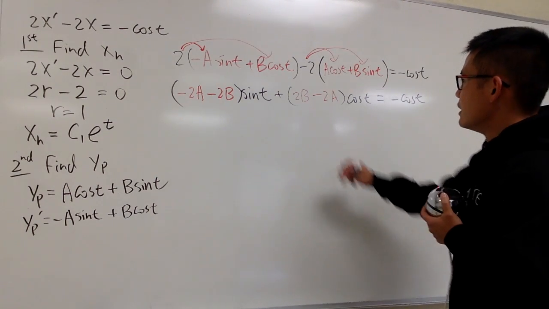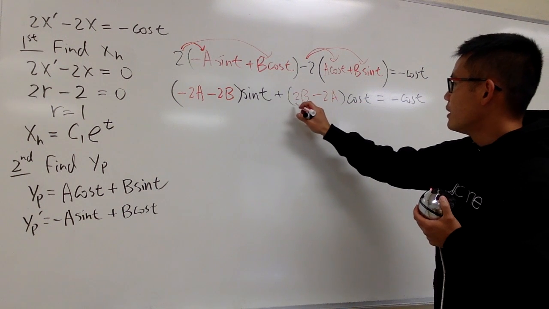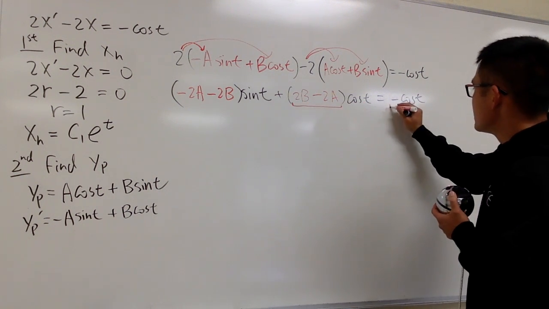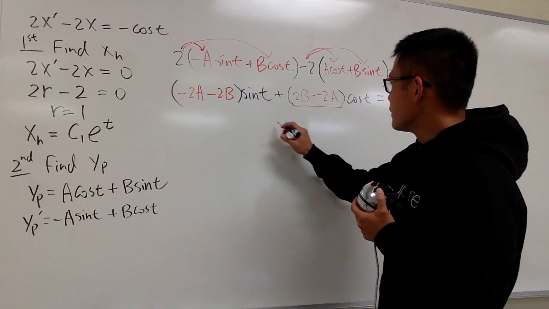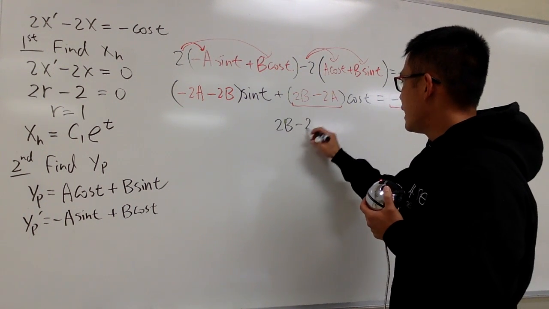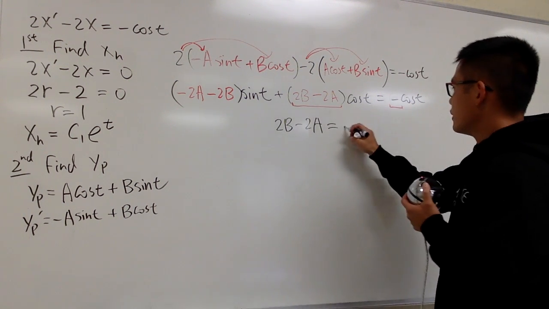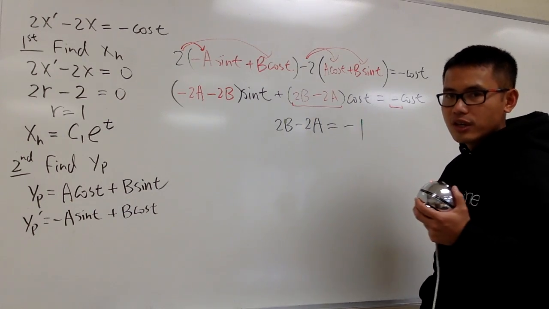And now we're just going to match coefficients. So as you can see, I put down the cosine t right here. This right here has to be the same as that, which is negative 1, right? So let me write this down. We must have 2b minus 2a equal to -1. That's the first condition.